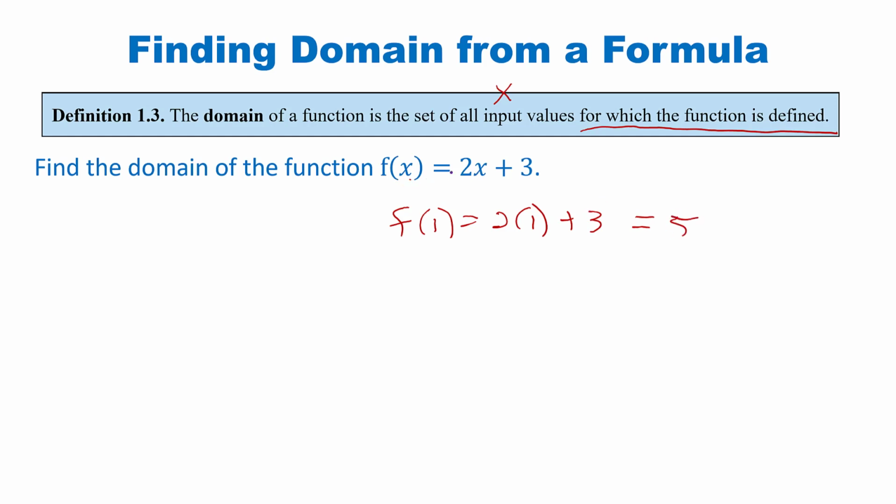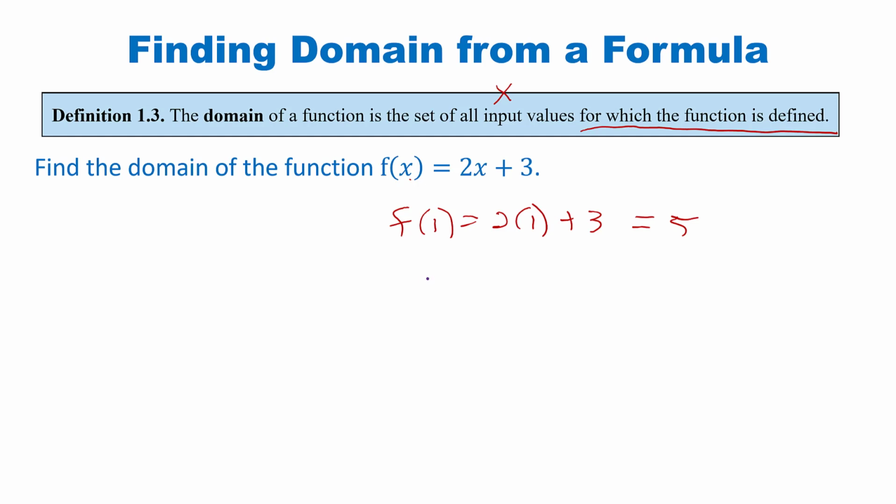There's no restrictions. It would be the equation of a line if we graph this as a line. But f of x equals 2x plus 3, a linear function. We can also think of this as a polynomial function. It's a simple polynomial function.